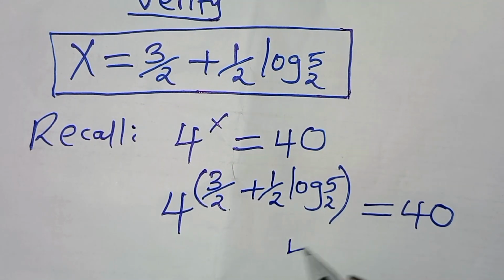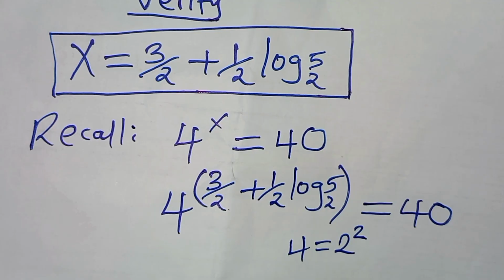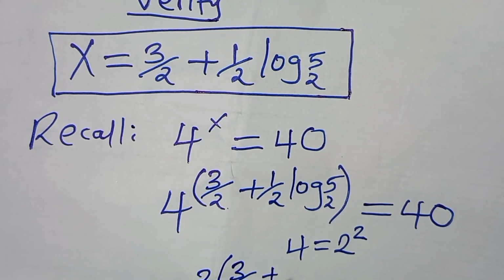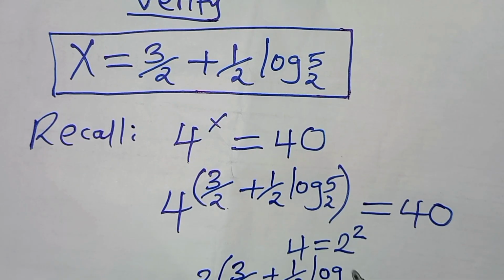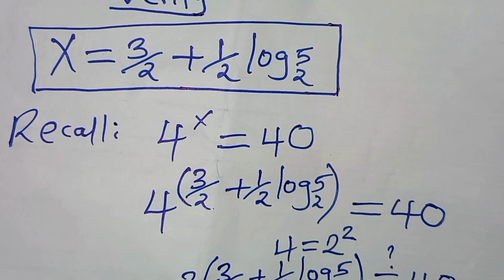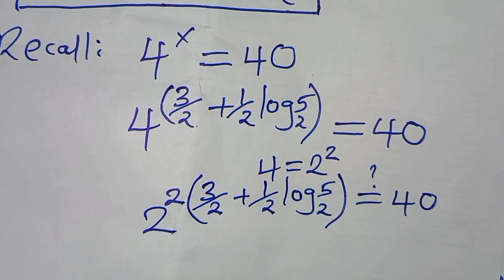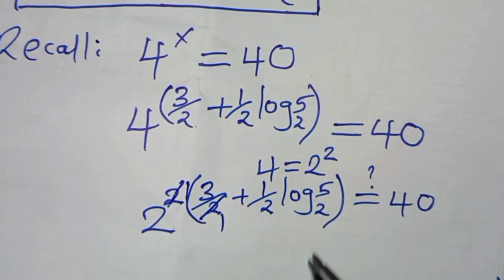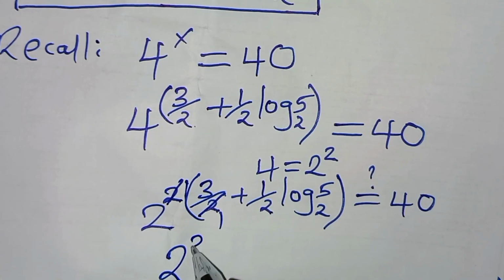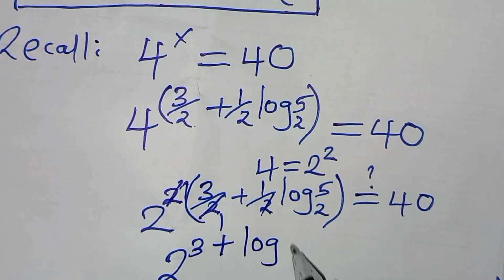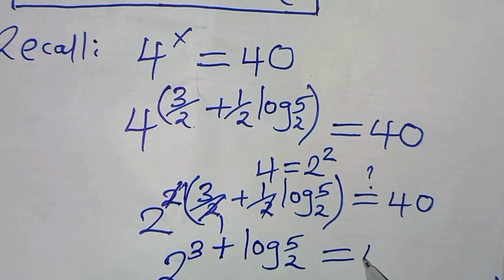From here, we can express 4 as 2 to power 2. Let's substitute this. So we'll have 2 to power 2 multiplied by 3 over 2 plus half log 5 to base 2. This is equal to 40. The next step here is to simplify by 2 over 2. So here we'll have 2 to power 3 plus, now 2 and 2 simplify here, so plus log 5 to base 2. This should give us a value of 40.